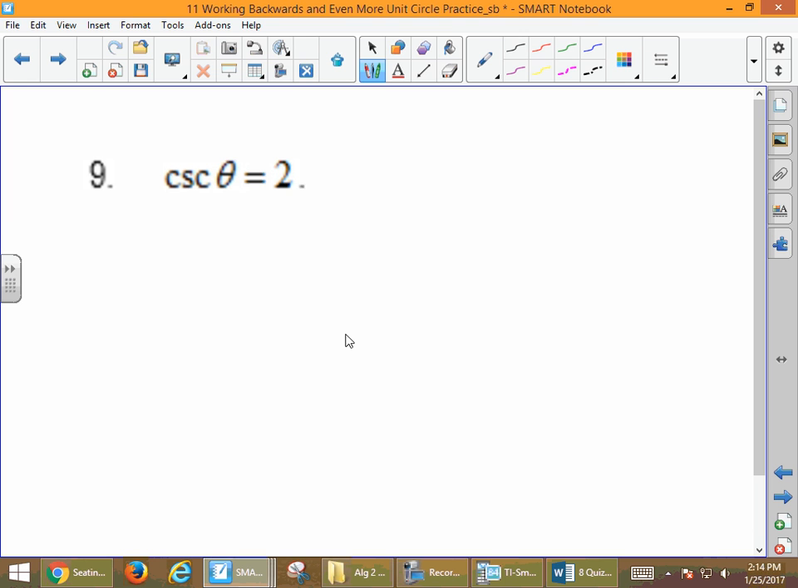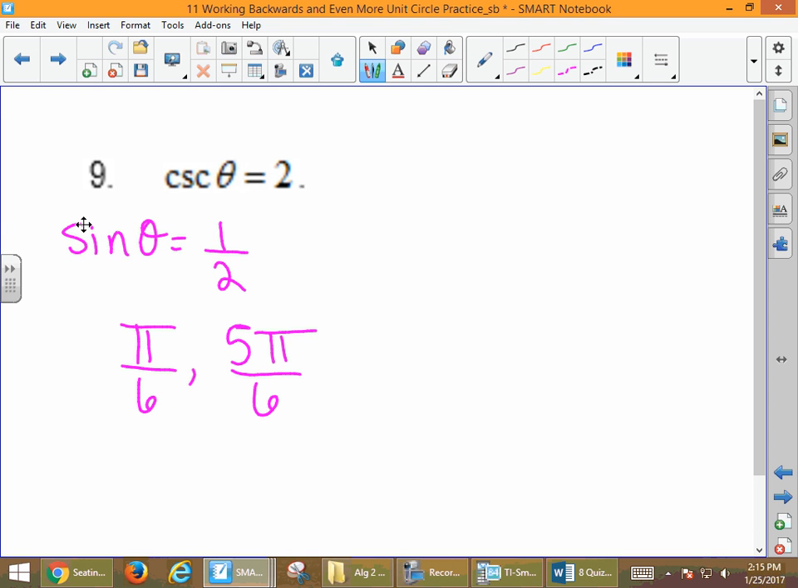So as we look at this one, cosecant of theta, well, the reciprocal of cosecant is sine. So we've got 2. So if we were looking at the sine, we need the reciprocal of 2, which is 1/2. So then sine of what equals 1/2? Well, it's pi over 6. And then, because it's positive, our other value is going to be 5 pi over 6.